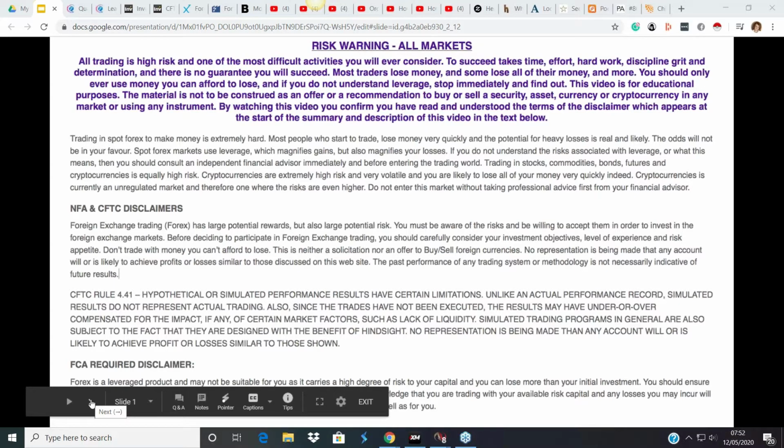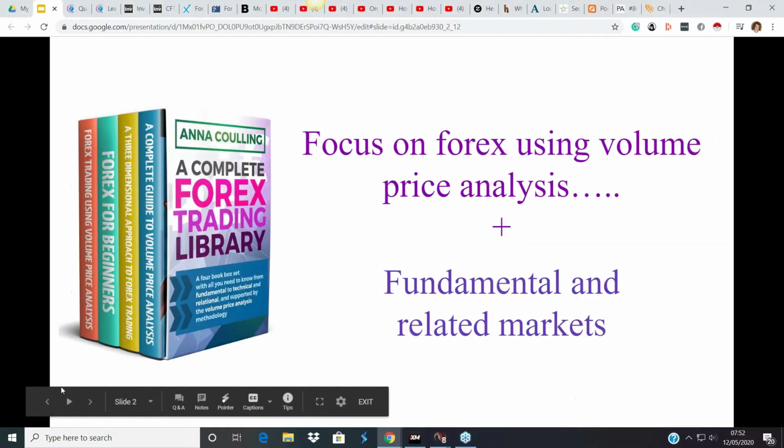But just very quickly, for those of you for whom this is your first time, what we do is look at the forex market through the prism of volume price analysis. It's the methodology that David and I have been using for almost 20 years now. It's not a new methodology, but it basically looks at a chart, the price action on the chart, and its relationship to the volume.